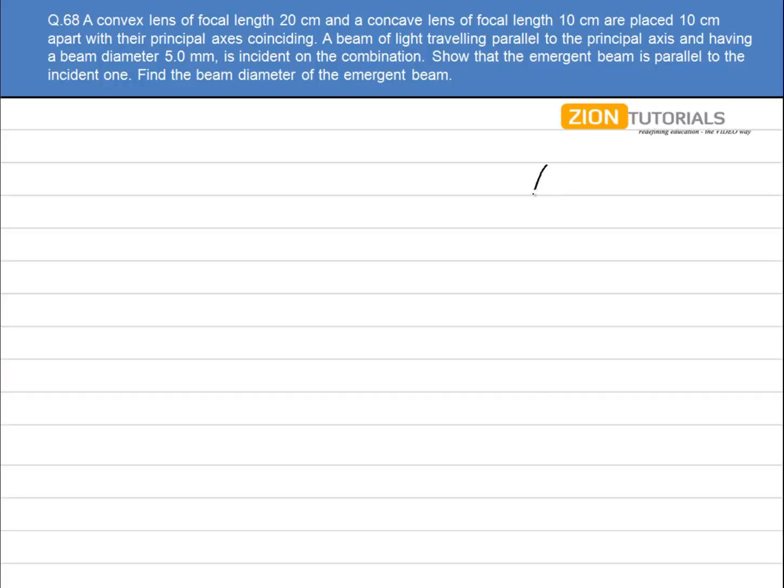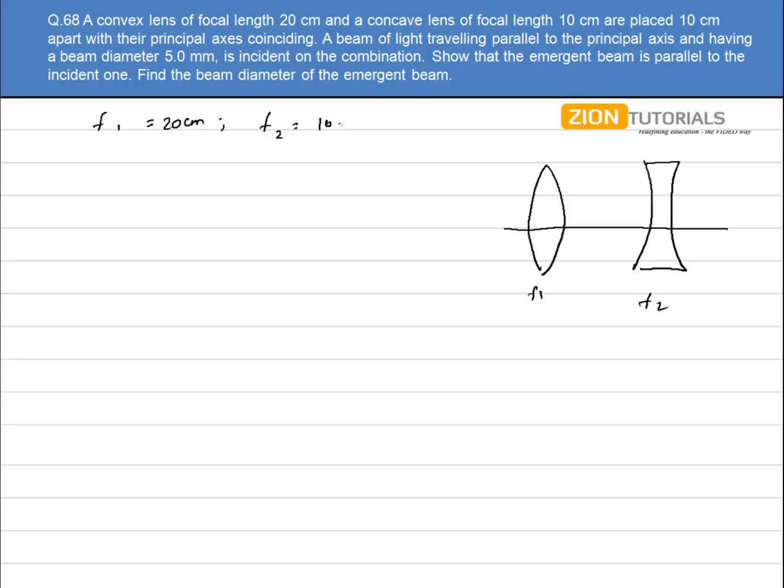I do have a convex lens and a concave lens. The common principal axis, right? Now the focal length of, let's say, f1, that is of convex lens, is given as 20 cm, and the focal length of the concave lens, let us say this is f2, is given as 10 cm, and they are placed 10 cm apart.